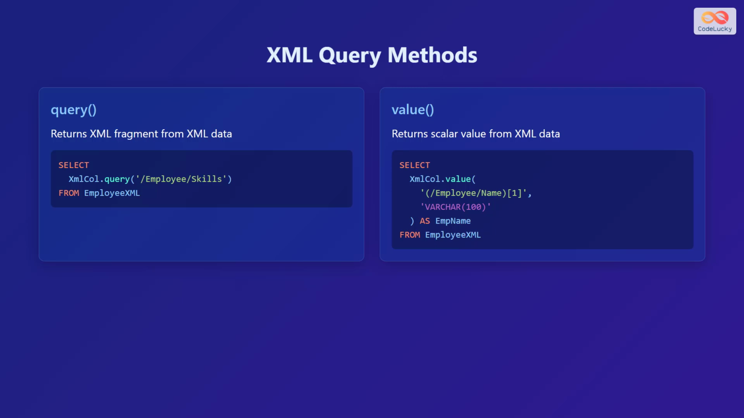SQL provides several methods to query XML data. First, the query method. It is used to retrieve an XML fragment from an XML column. For example, select XMLcol.query('/employee/skills') from EmployeeXML. Second, the value method. This method is used to extract a scalar value from the XML data. For example, select XMLcol.value('/employee/name[1]', 'varchar(100)') AS EmpName from EmployeeXML.